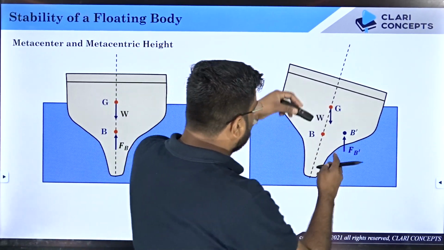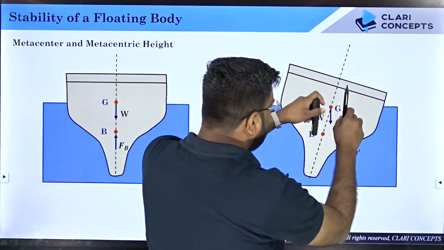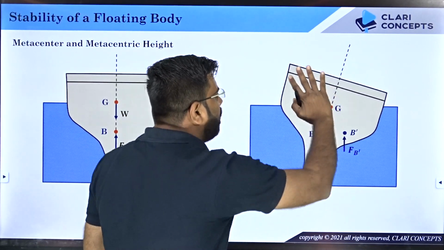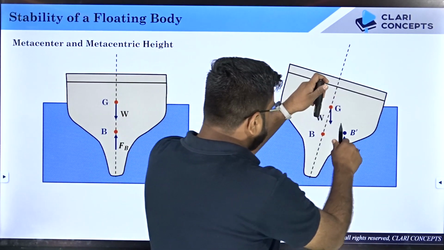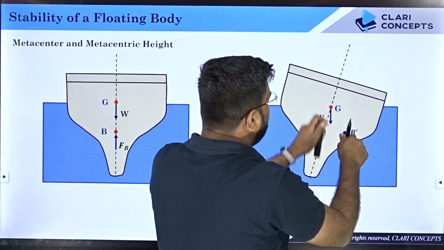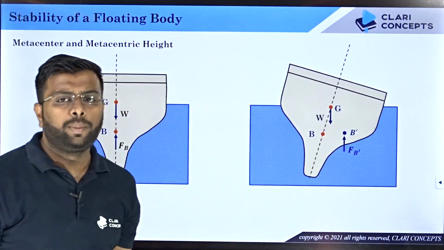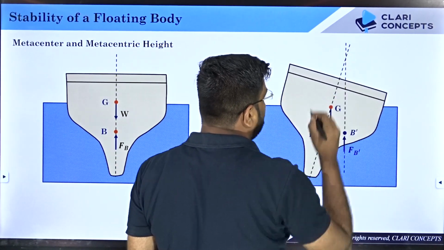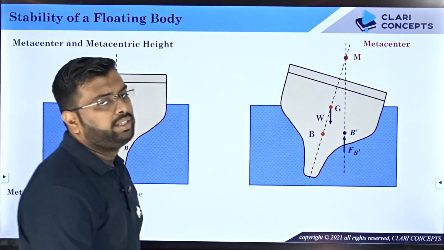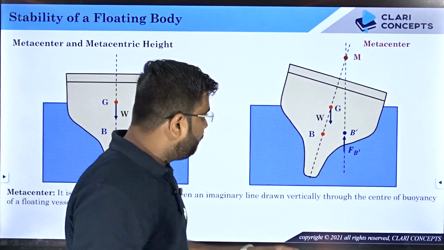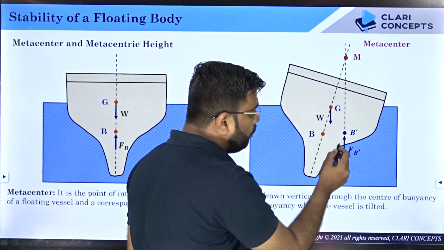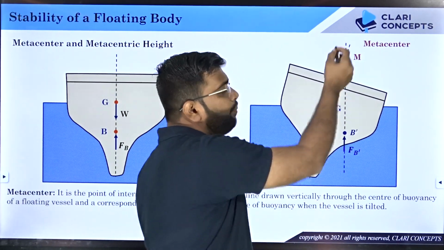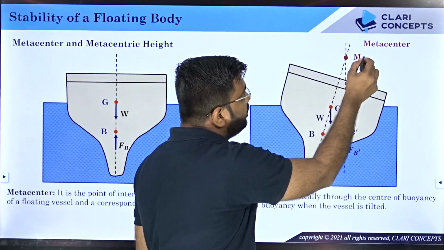Now if you look at this orientation, one is G, one is Fb dash. Let's say the wind goes away and the waves go away, and the ship comes back to its original position. Why? Because this couple, the new buoyancy force and the weight, will create the restoring couple, right? The line of Fb dash intersects over here, and that point is called the metacenter. Remember this: the line of action of the new buoyancy force, where it intersects with the line of action of the previous buoyancy force, is called the metacenter.